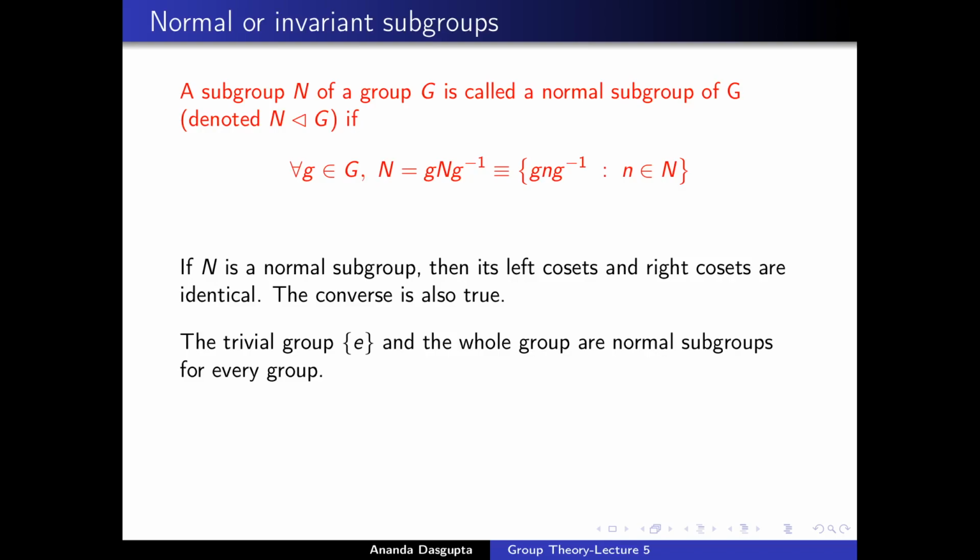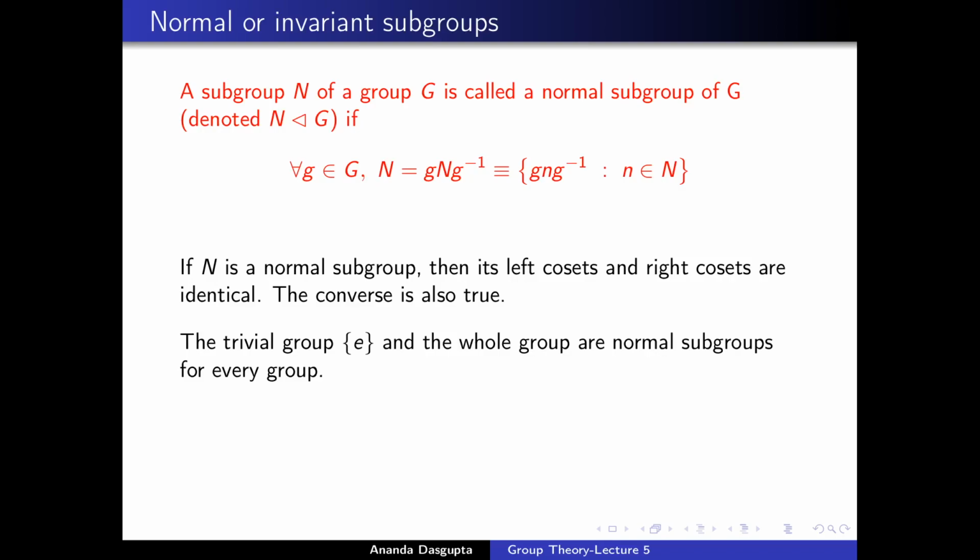And then there's another group which is always a normal subgroup of every group, which is the group itself. Because it's again very trivial that you would take small g from the group and do small g capital G small g inverse, you're going to get capital G back every time. So these two subgroups are normal subgroups for every group. And these are called the trivial normal subgroups.